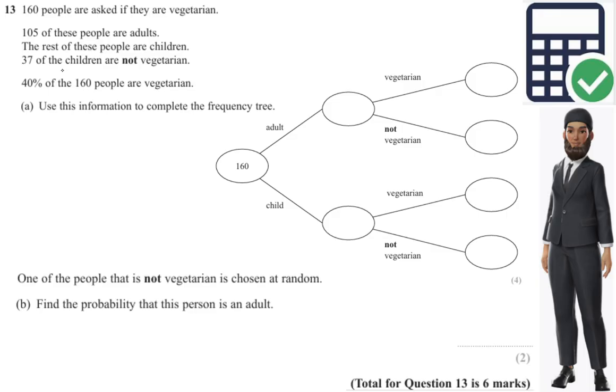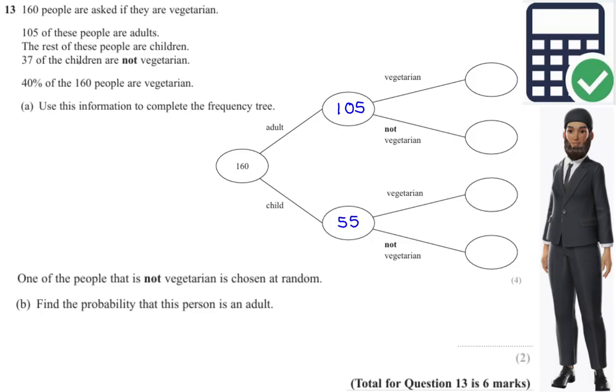160 people are asked if they are vegetarian. 105 of these people are adults. The rest of the people are children. So 160 people in total, minus 105. Let's write 105 over here. If we take that away from 160, you should end up with 55.